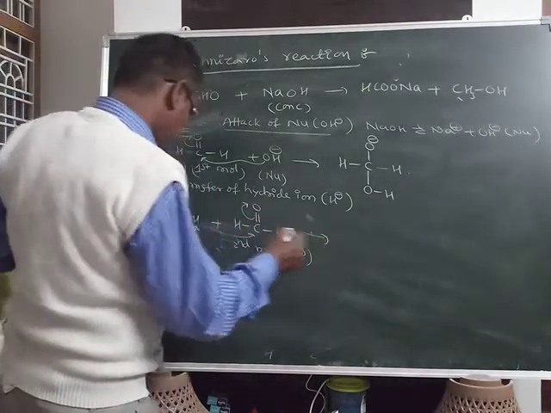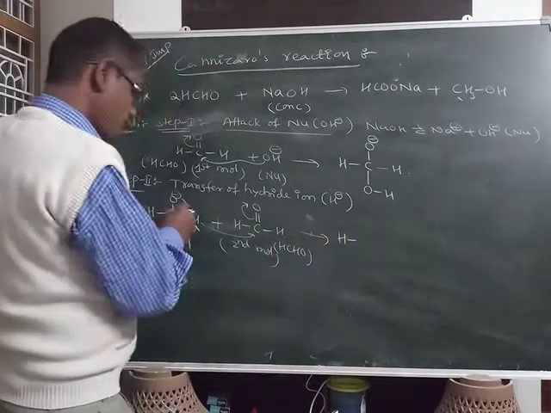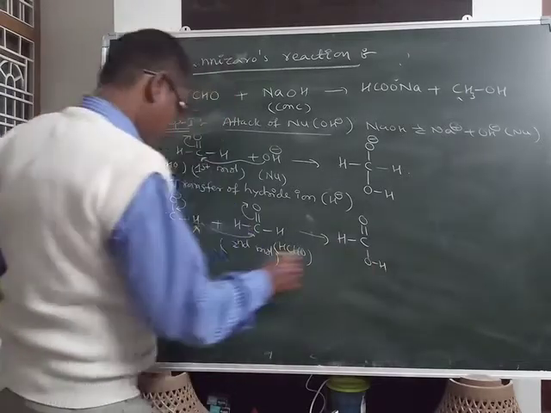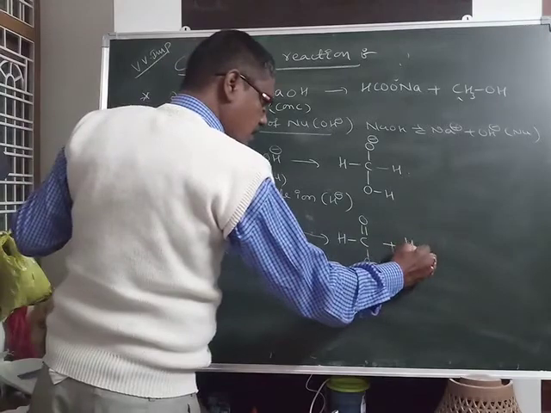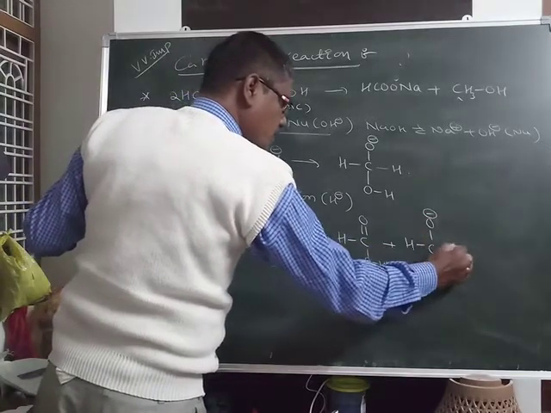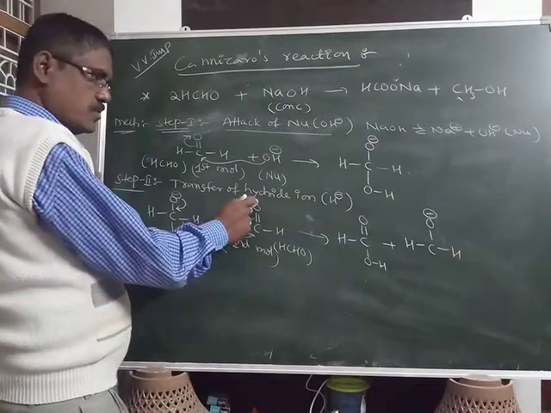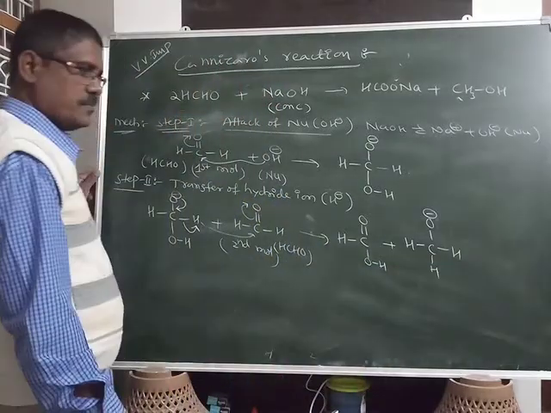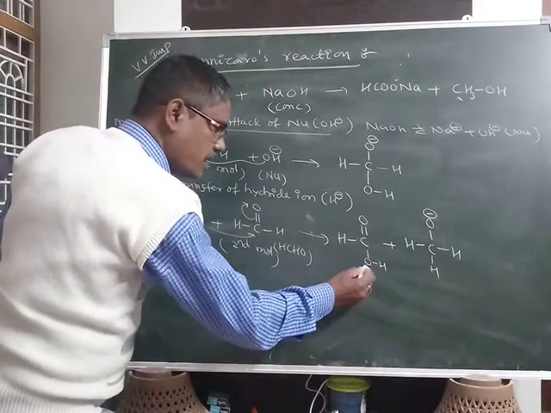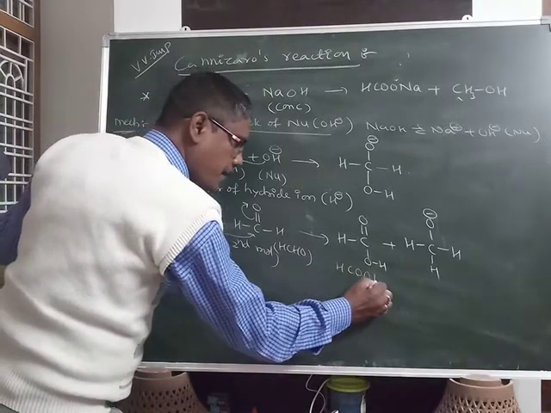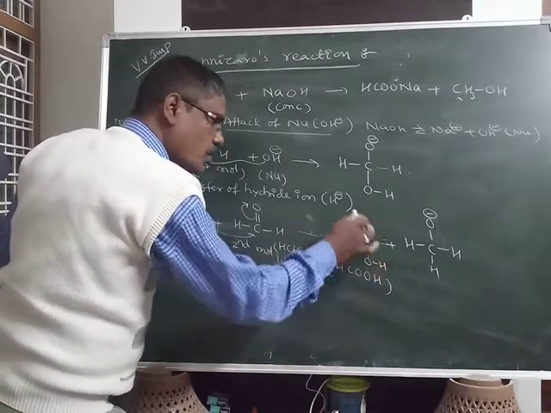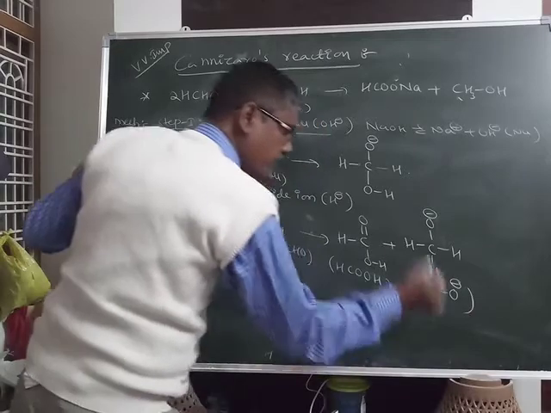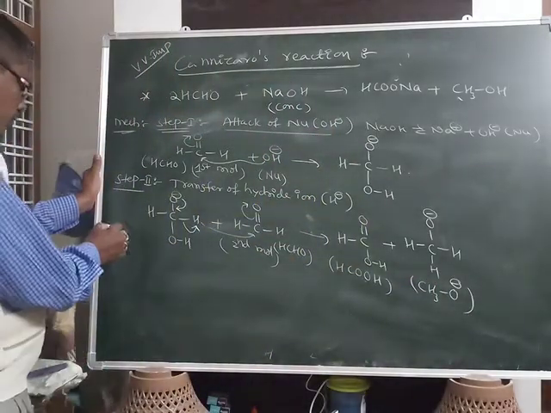At that stage H is already present, here C, now a new double bond and OH, and plus HCO minus. H is already present, the bond shifted to this side, oxygen has negative charge, now a new bond with hydrogen. This one I am simply writing as HCOOH, and this one CH3O minus. Now the third step.